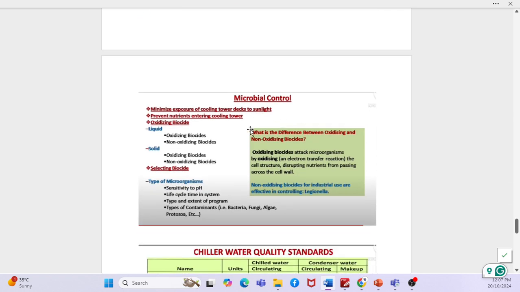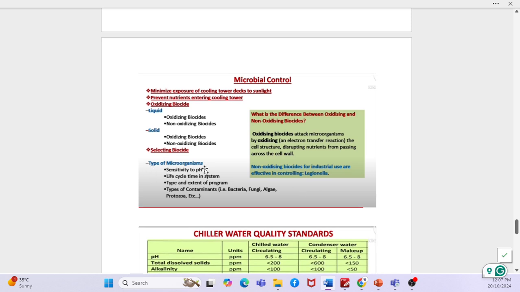For the microbiocide, what we are doing is minimizing exposure of cooling tower decks to sunlight, and preventing nutrients from entering the cooling tower. Then oxidizing biocide. Clear, right? So what is the difference between oxidizing and non-oxidizing? It is given here. Oxidizing biocides attack microorganisms by oxidizing the cell structure, disrupting nutrients from passing across the cell wall. Non-oxidizing biocides are industrial use or effective in controlling Legionella.